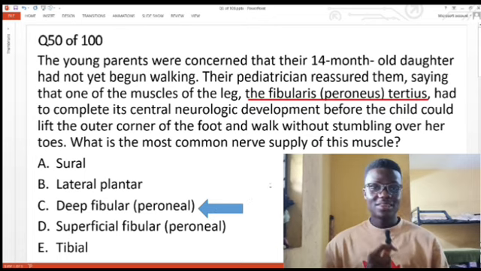Bear in mind, this is the final episode on the anatomy of the lower limb. Subsequently, we'll be going to other regions.